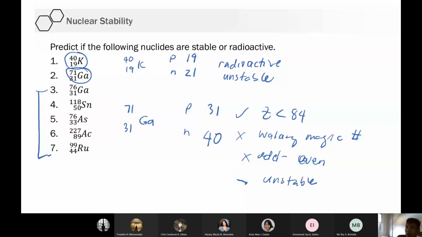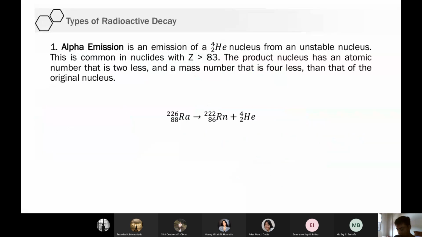Next one, we have the types of radioactive decay. Okay. So, types of radioactive decay, for each nuclide, iba-iba yung kanilang way of disintegrating. Okay? Iba-iba yung way of nuclear reactions nila. Okay? So, marami tayong forms of radioactive decay, and for each element, meron siyang sinusunod na. Okay, for example, alpha emission or the removal of helium from the nucleus of the atom.